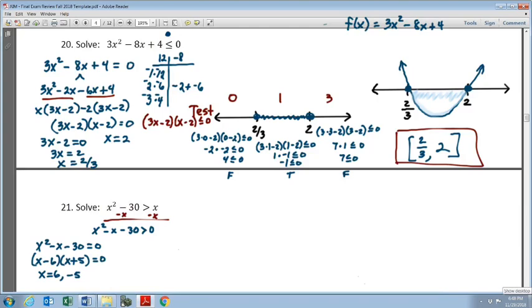So this time I'm going to use the test point method first. If you want to see the graphing technique, then just forward the video to that point.